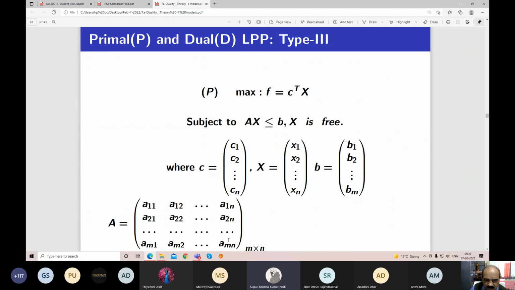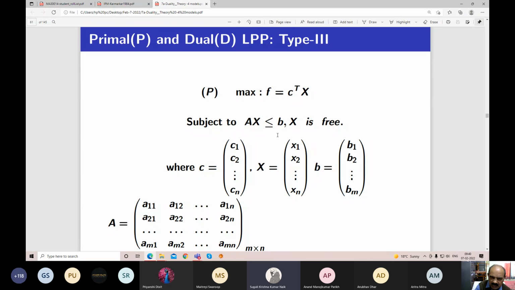Third. What is third? The objective function is maximization type, subject to Ax less than or equal to b, constants are less than or equal to type, x is free. So what is the difference between the first and third model? Who can say? The difference between first and third model. So in the first, x was non-negative. Here it is free, meaning negative, positive, 0, everything is permitted.